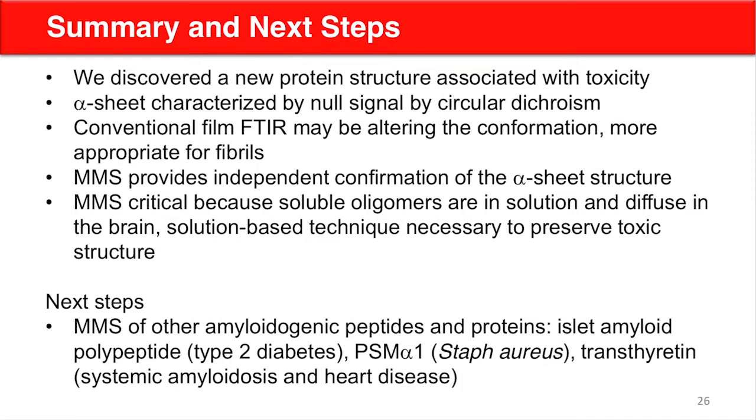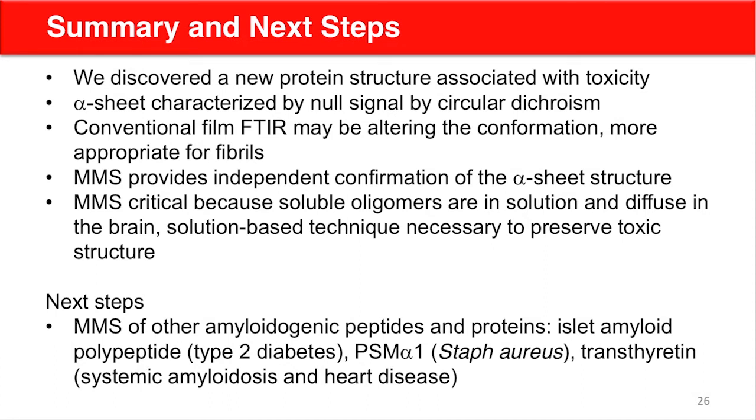And although we had seen differences in film FTIR, we were concerned that we were altering the conformation in drying the films, and that method is more appropriate for fibrils. MMS then provides a nice alternative and can give us independent confirmation of alpha sheet structure. And it has been really critical for these soluble oligomers because they're in solution. And so in the brain, in fact, they're diffusing around the brain. And so we really wanted a solution technique here and did not find others that were really giving us what we wanted.